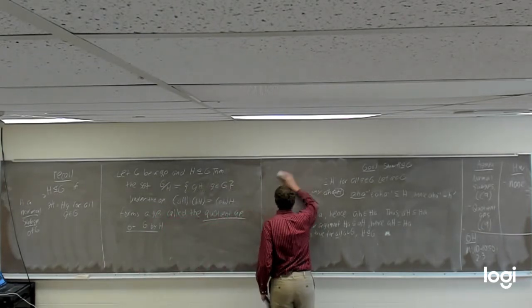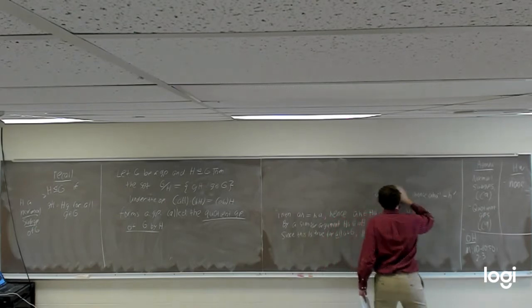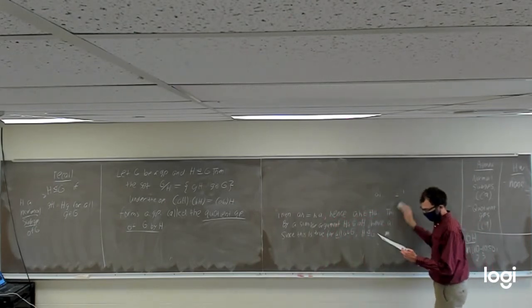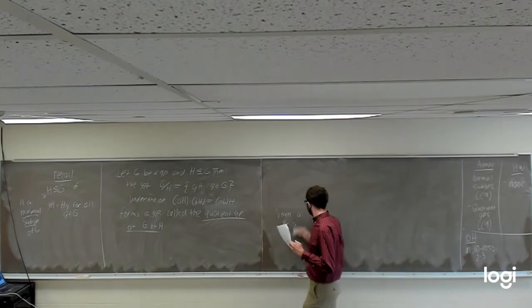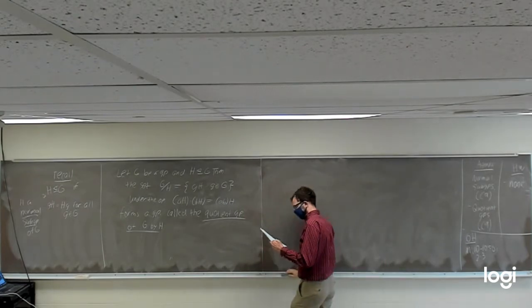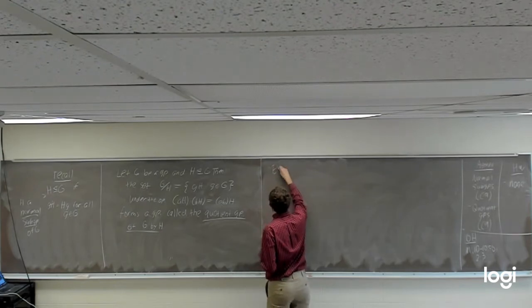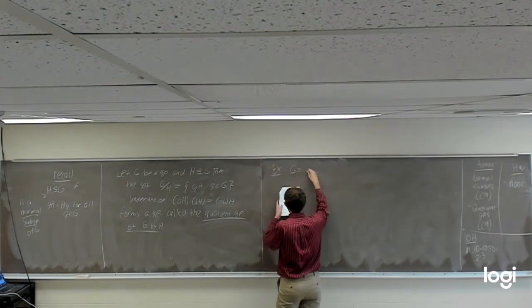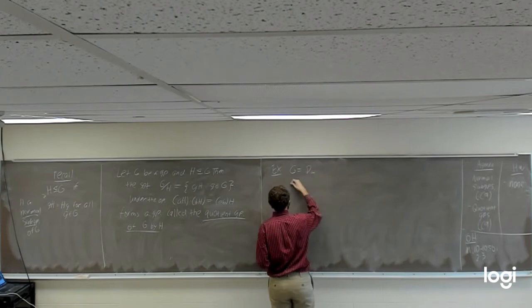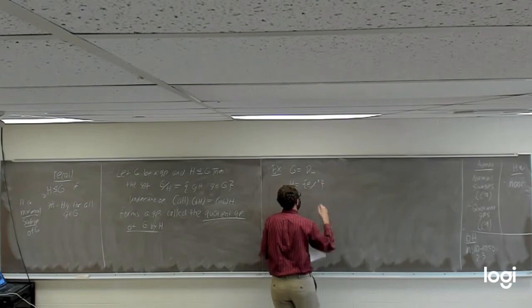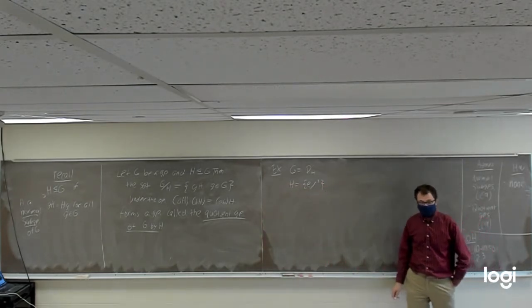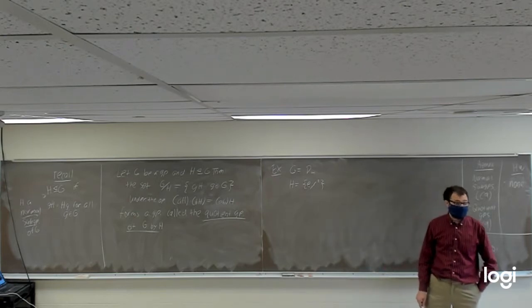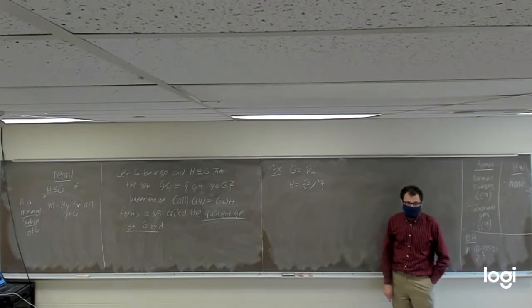So let's look at an example. Let's consider the case where G is the dihedral group D4, and H is just going to be the subgroup that contains the identity element and R squared. And I want to look at what the group structure looks like if we take G and mod out by H.